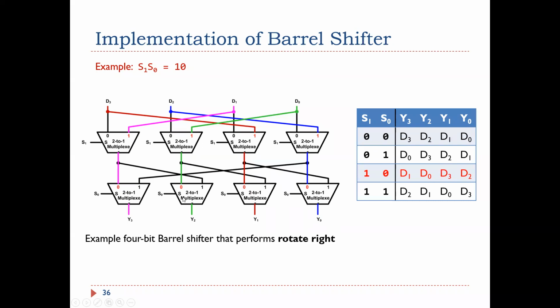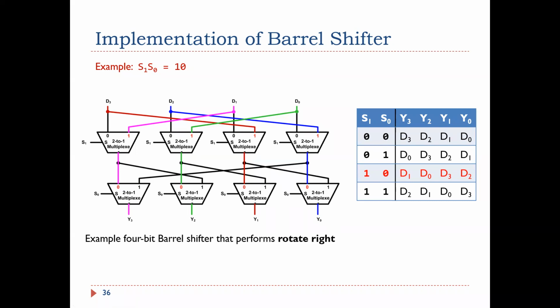And if you take a look at the third one, we are selecting the input of D0, and that is passed here. That's what we are looking for. So here you can see that by just setting 1 and 0 in this circuit, we were able to do exactly 2 times of shift right.